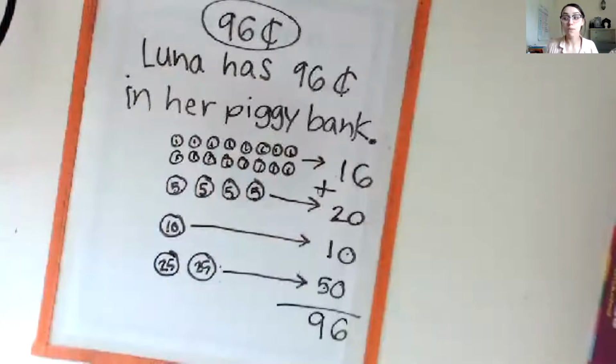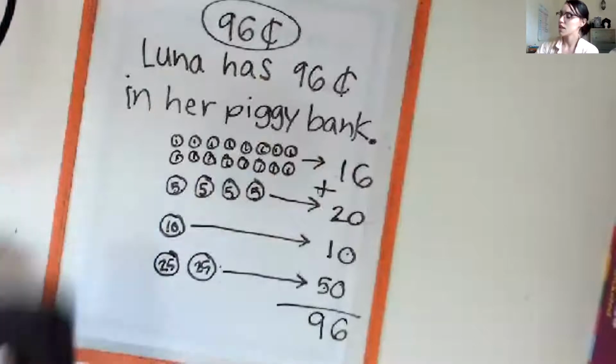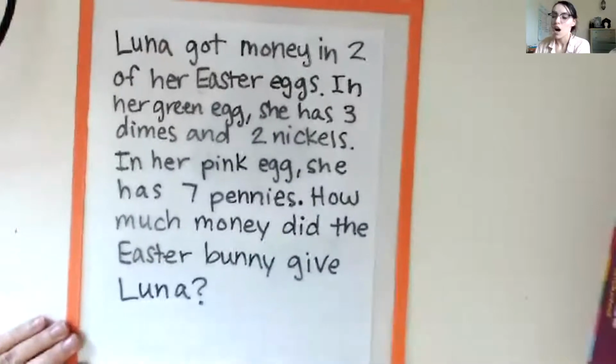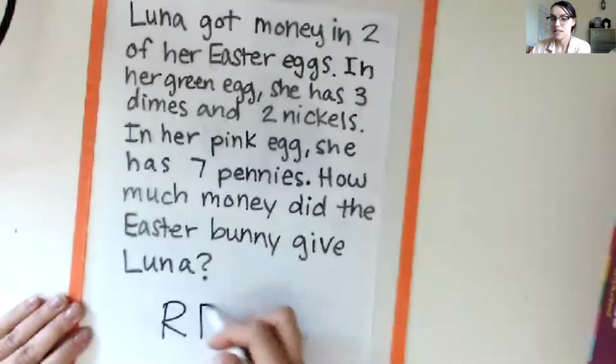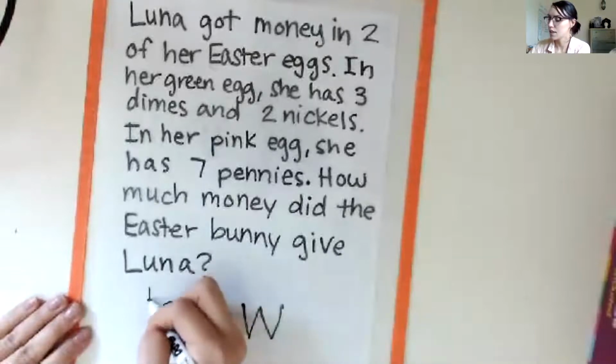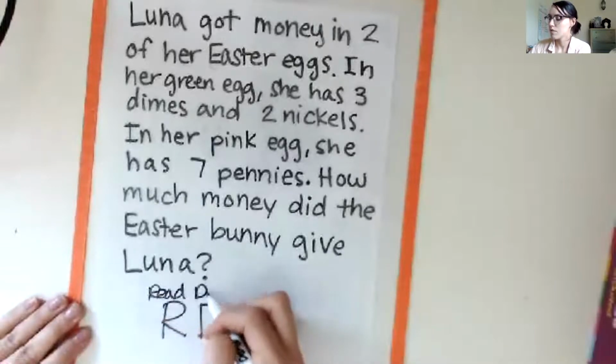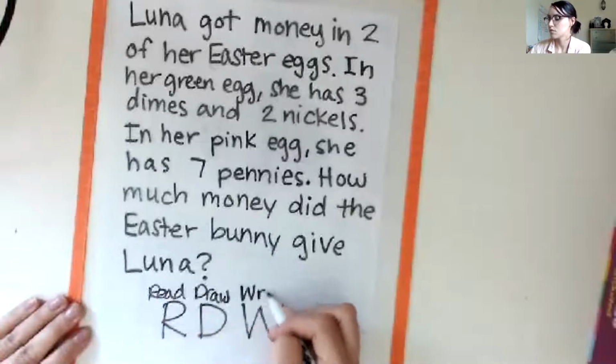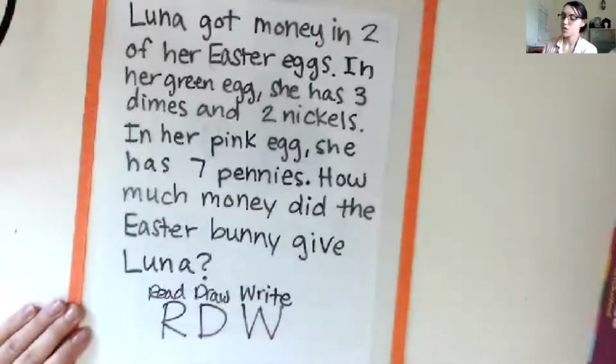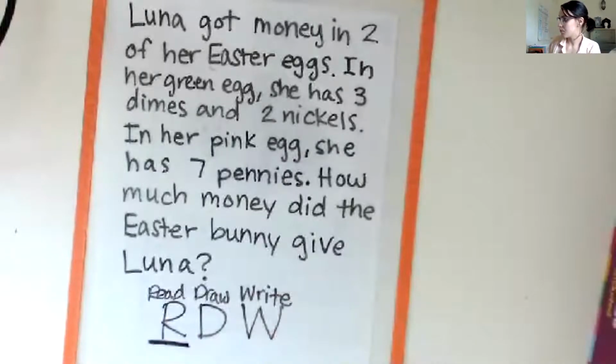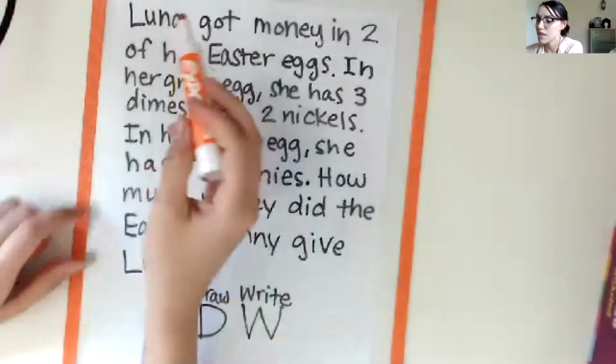She had one more problem that I would love for you to stick around and help me solve. So let's try it together. All right, now don't forget the process we use for every word problem in math is RDW. Read, draw, write. Our first step is the R. We have to go through and read the problem. So let's read this together.